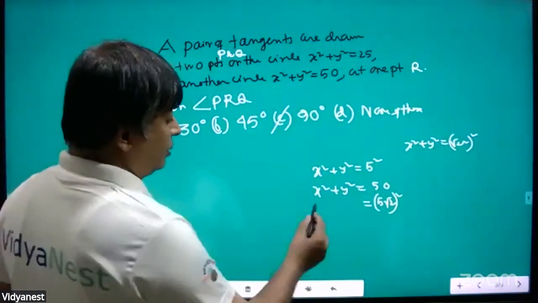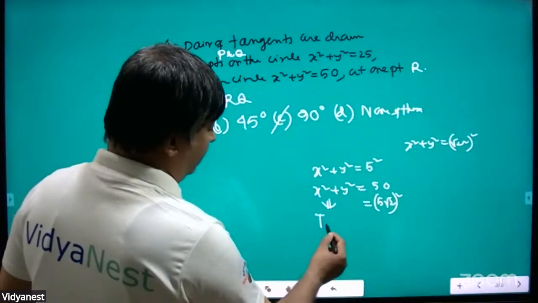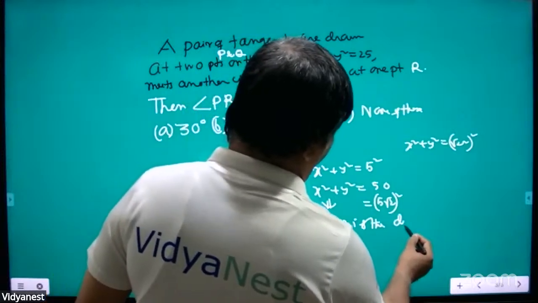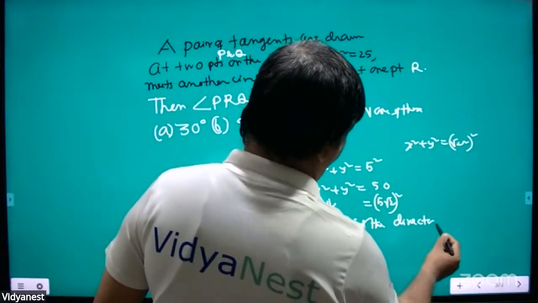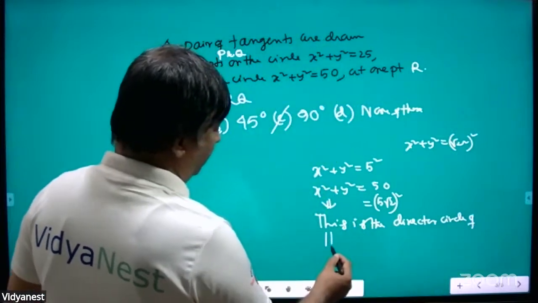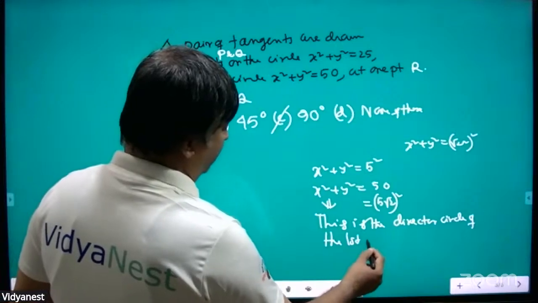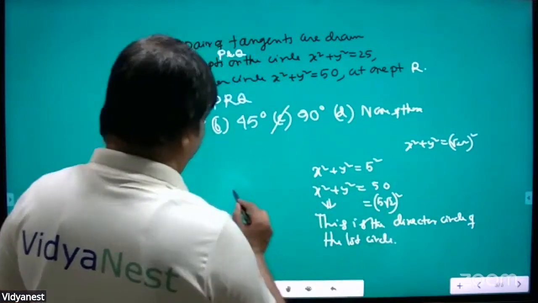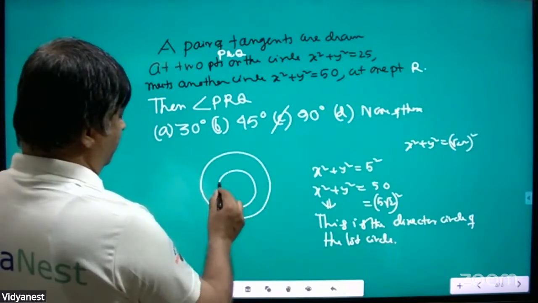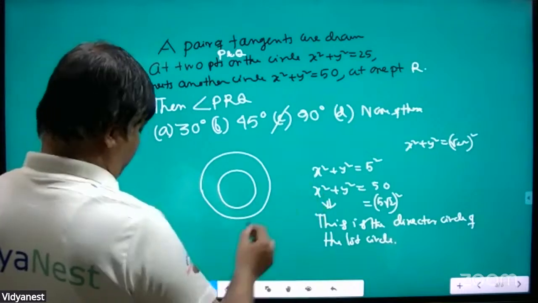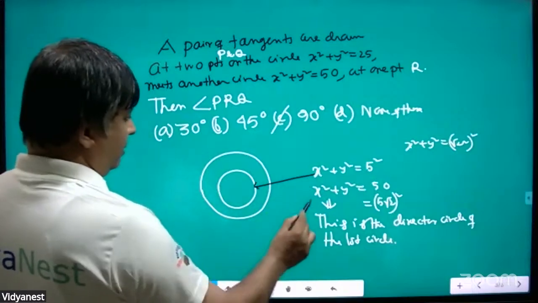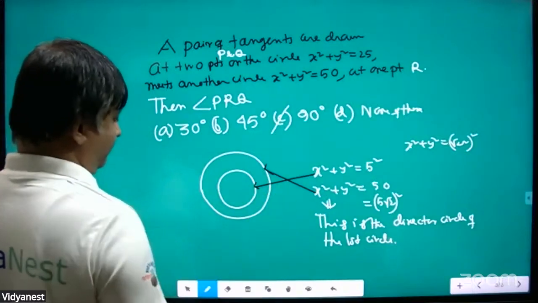So this is the director circle of the first circle. That means if this circle is denoted by this, and that circle is this.